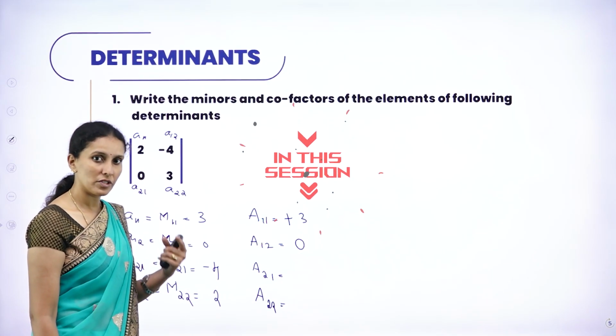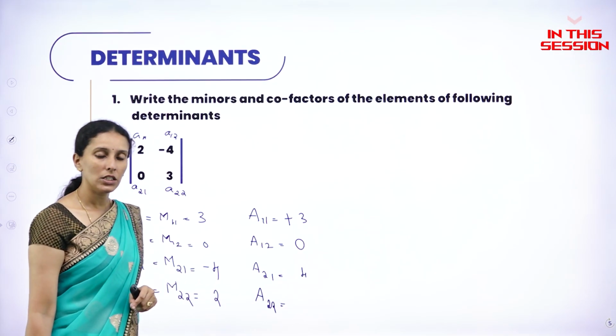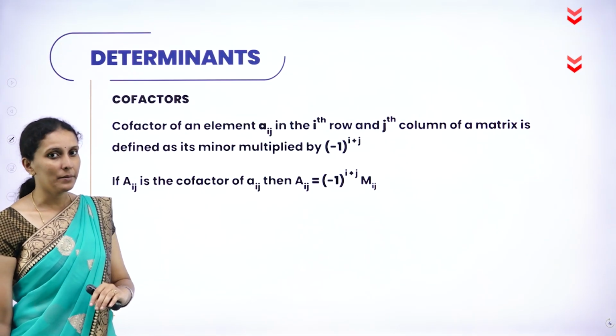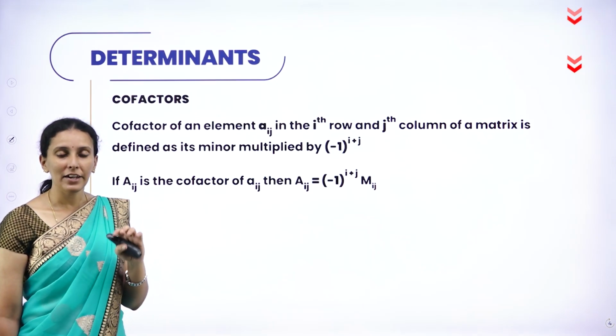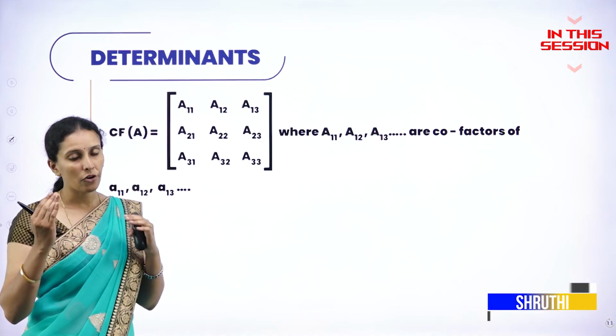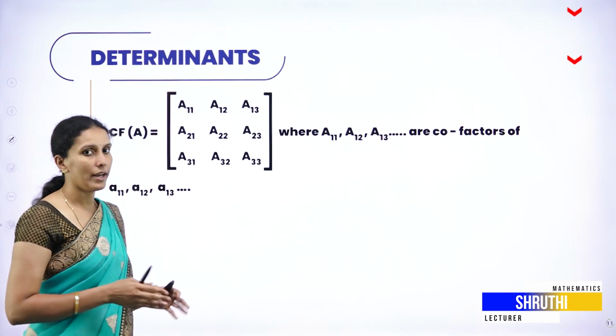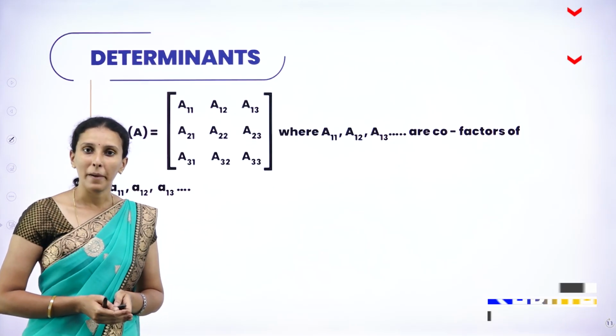Minus 1 whole cube is minus 1. Minus 1 into minus 4 becomes plus 4. So this is the cofactor. Cofactor is nothing but just assigning the sign for a particular position of an element. After finding the cofactor of all the elements, if you write that cofactor in one matrix, that is called the cofactor of a matrix A.